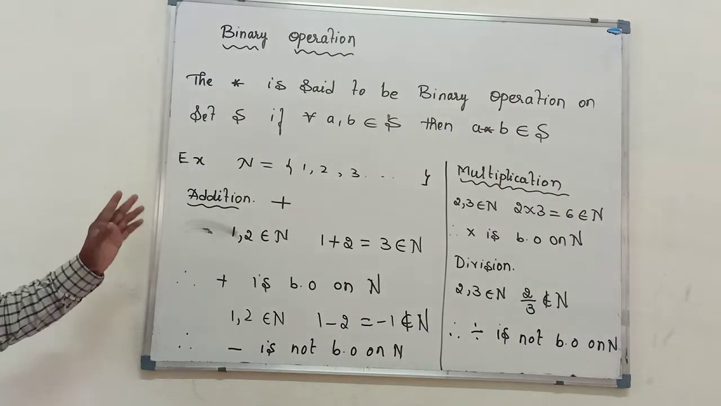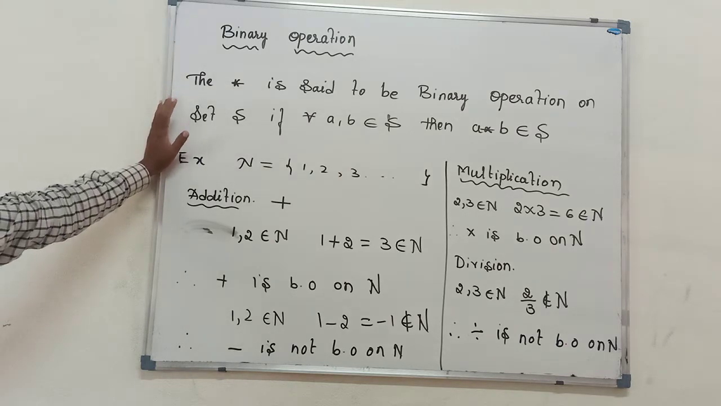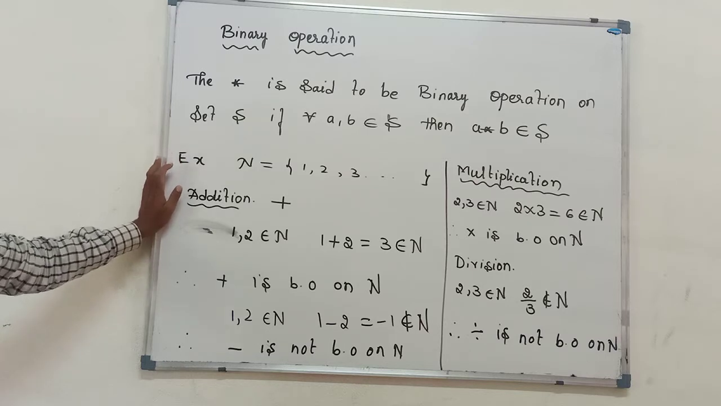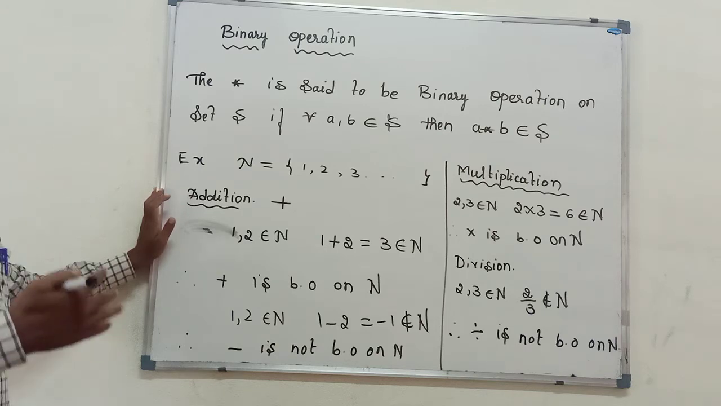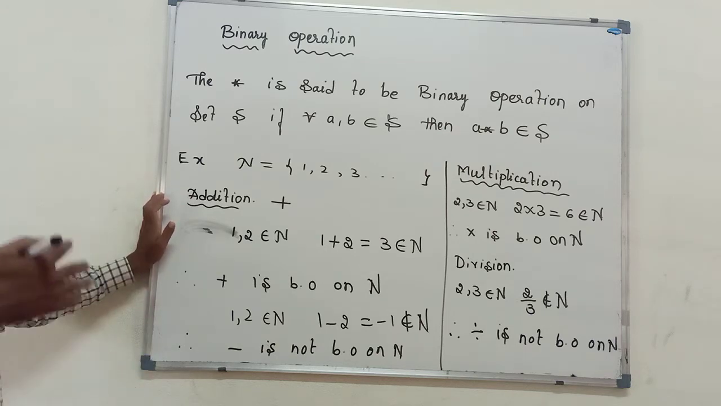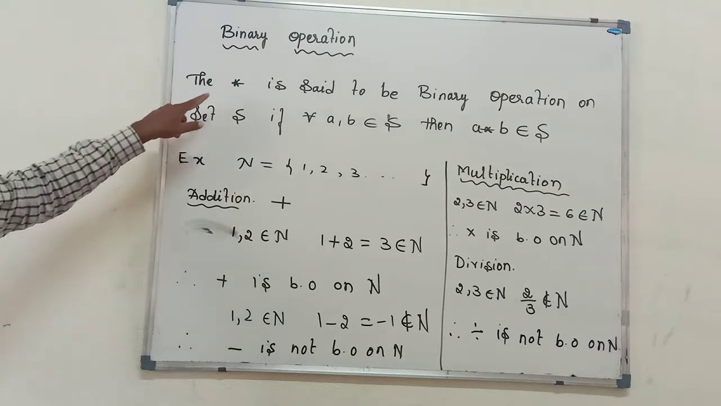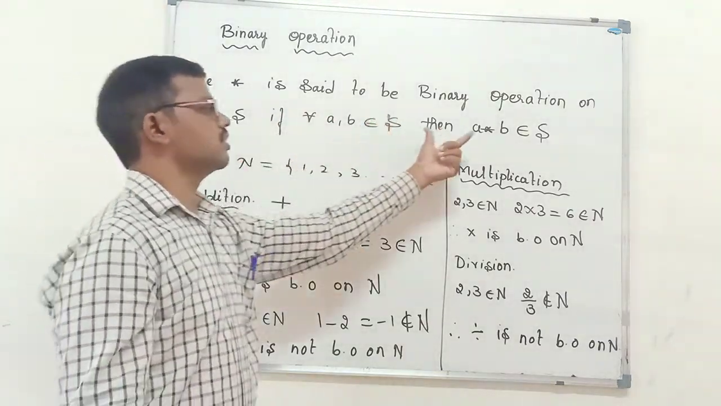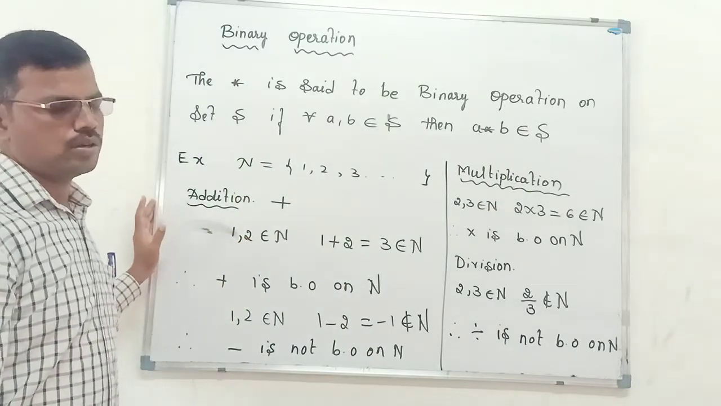Similarly, we have to discuss the integers. If you come across the integers, addition is a binary operation, subtraction is a binary operation, multiplication is also binary, but division is not a binary operation. Similarly, we can check for the real numbers, rational, irrational, real, and also complex numbers. So here we clarify that star is said to be a binary operation on a set if this condition is satisfied, then we say that the star is a binary operation.